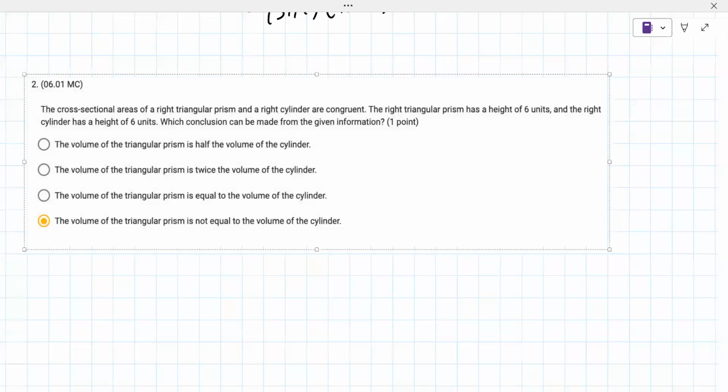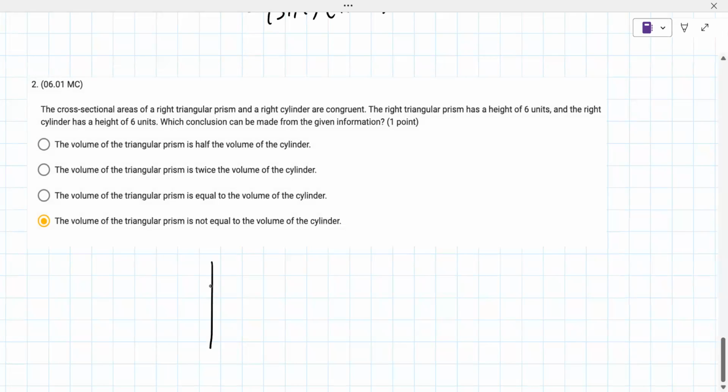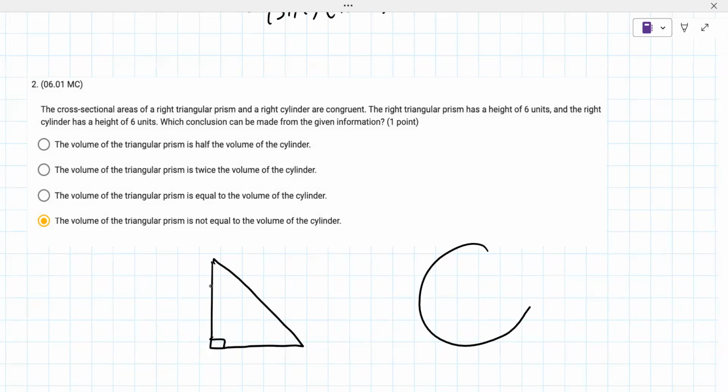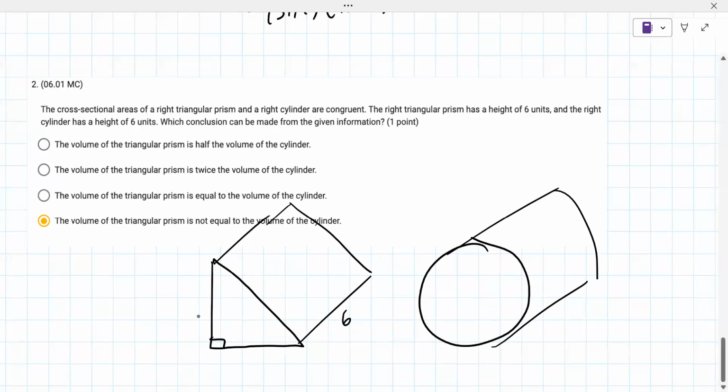The cross-sectional areas of a right triangular prism and a right cylinder are congruent. The right triangular prism has a height of 6 units, and the right cylinder has a height of 6 units. What conclusion can be made from the information? They're saying that this is 6 and that this is 6.